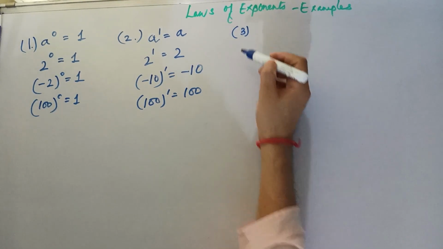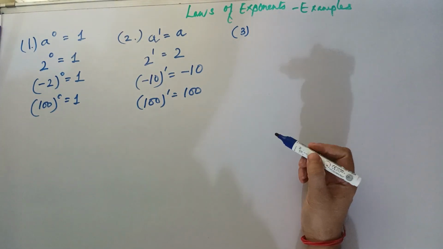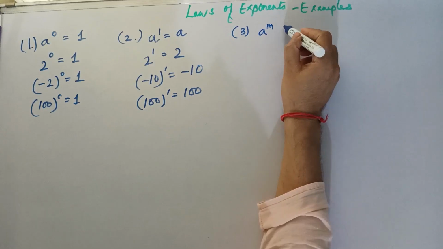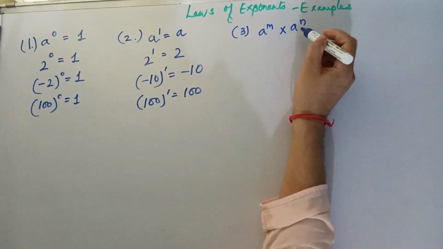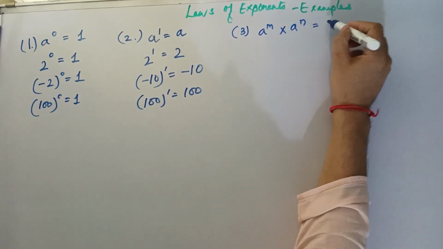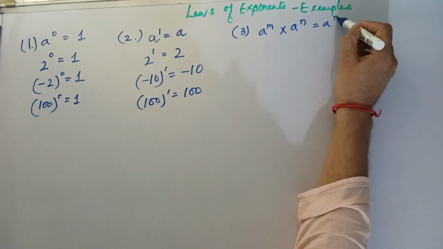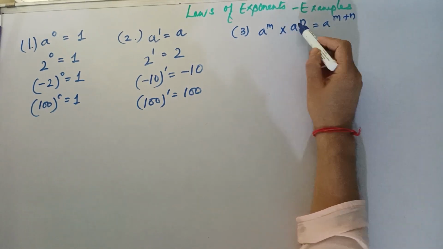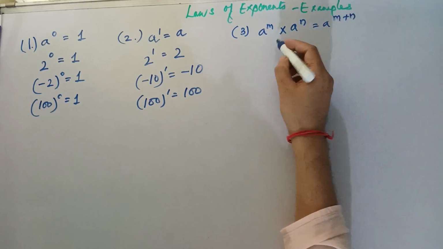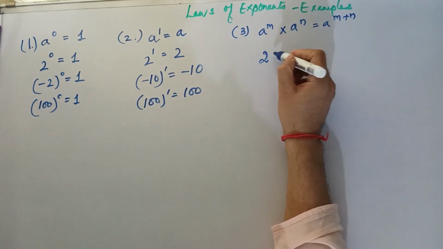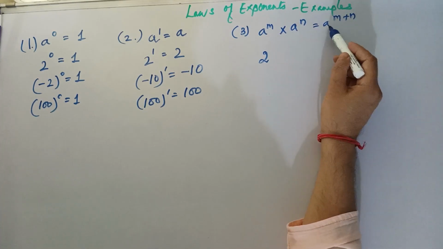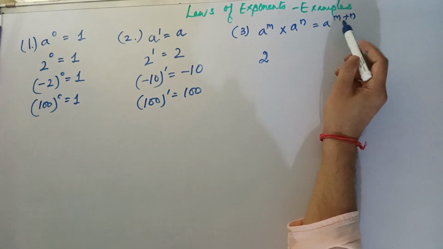The third law that we discussed was a raised to m multiplied by a raised to n will give us a raised to m plus n. So when there is a multiplication sign, the powers get added. Let's take an example. The base is the same here, a and a. So the base will be common, a, and the powers get added.